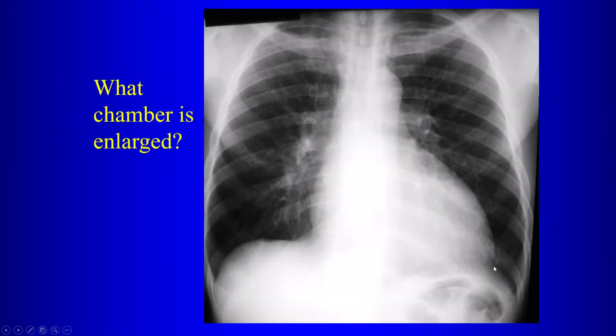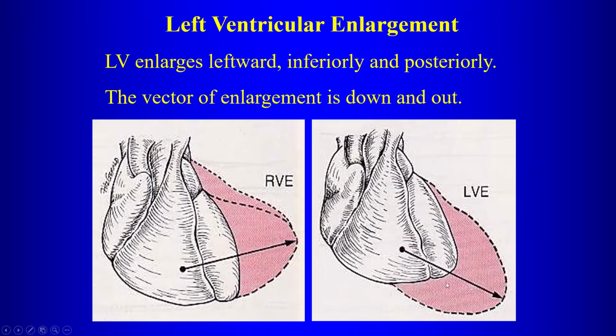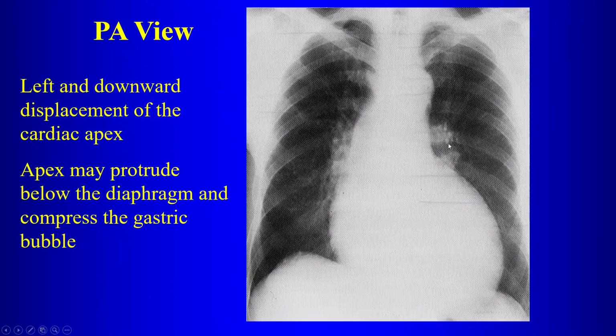Here we have the apex going downward and extending laterally. So this patient has enlargement of the left ventricle. So remember, with left ventricular enlargement, the apex goes down and out. Another example, the apex going down here and laterally in a patient with left ventricular enlargement.